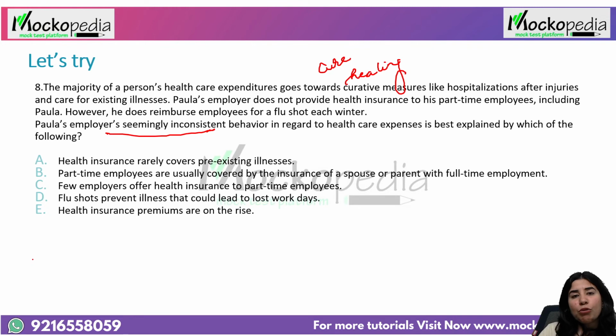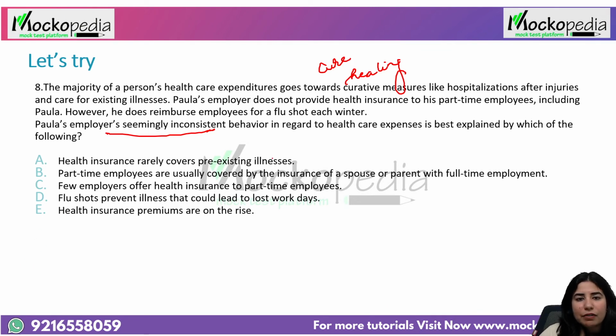So, in foreign countries, what happens is that since there's so much cleanliness, everybody's immunity is not as strong as we have in India. So they take flu shots regularly. So what is Paula's boss doing? Paula's boss is paying for that. He's reimbursing, but he's not providing insurance. So why is he behaving this way? What is his intent? Let's try and explore. That's what we have to identify.